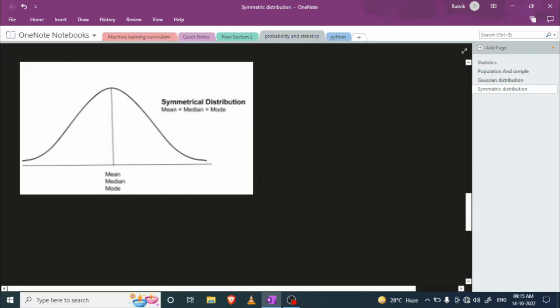Hello guys, my name is Ritvik and in this video we are going to talk about symmetric distribution and also what is the left skew distribution and what is the right skew distribution. Before we deep dive into left skew and right skew distribution, let's first discuss what a symmetric distribution is.